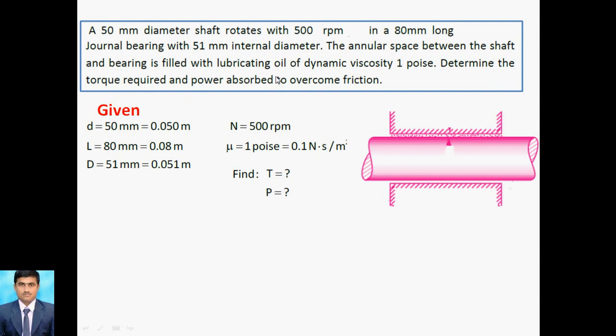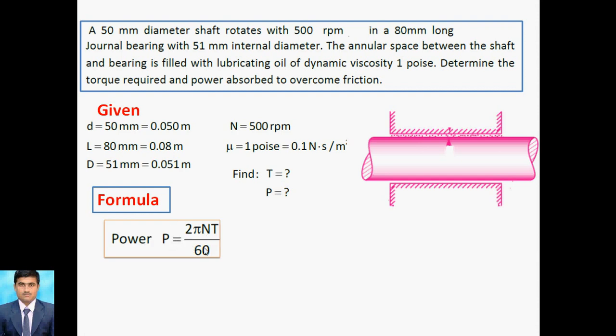First of all, we already discussed that power P is equal to 2 pi N T divided by 60. For calculating power we require torque, because N, the speed, is known to you. Only T, the torque, remains. So how to calculate torque? Torque is equal to force into distance, that is F into D by 2. D is known to you, 50 mm, converted into 0.05 meter. But how to calculate the force?